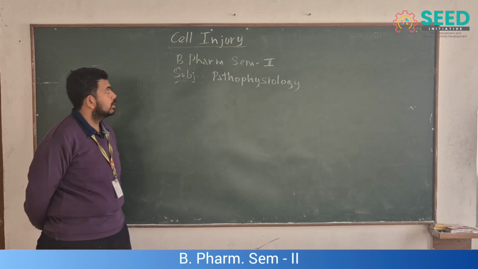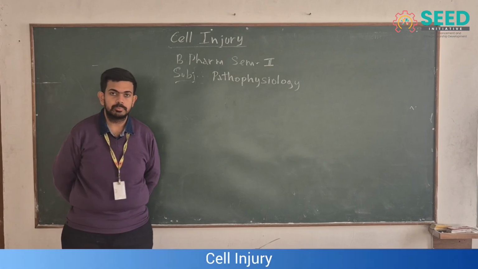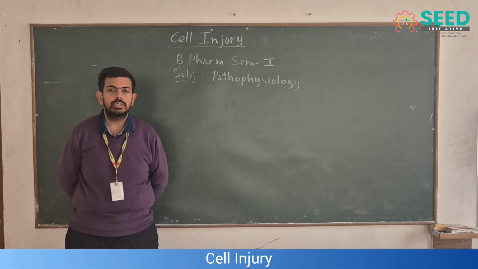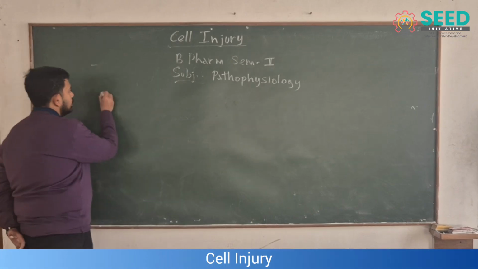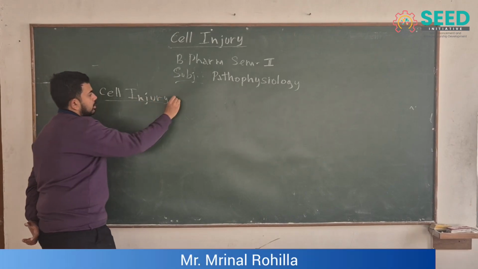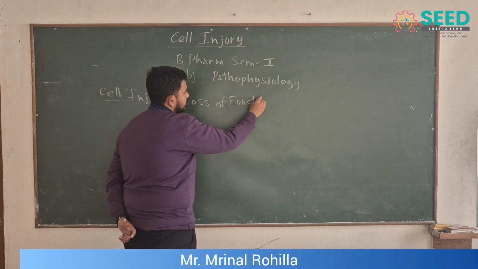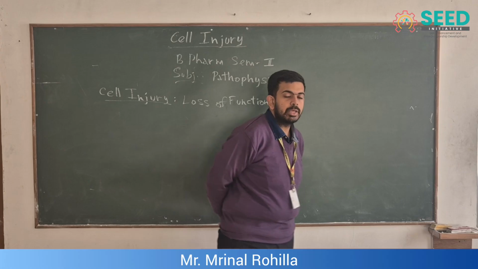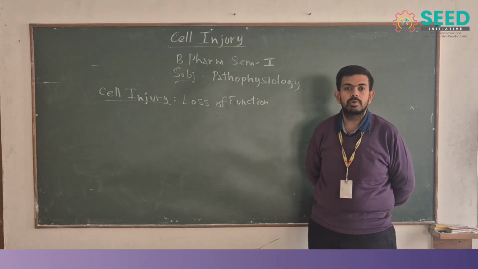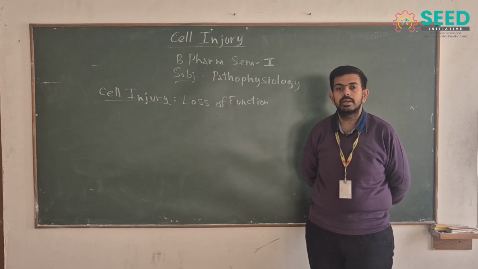Today's topic is cell injury, which is in B.Pharm second semester Pathophysiology. Now, what is cell injury? Cell injury simply means a loss of function of cell activity. Loss of function. Cell injury does not mean that a cell is damaged or the cell wall or the cell membrane is not working or it is destroyed. It simply means the function of the cell is lost.